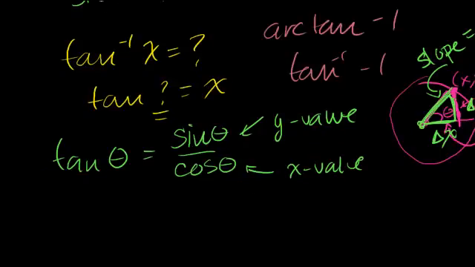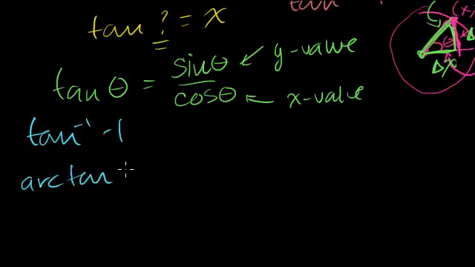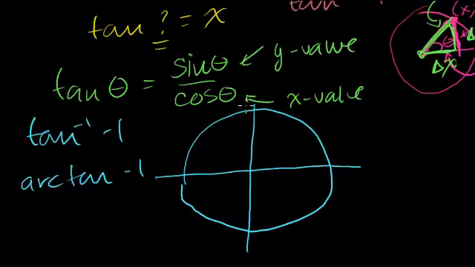If I'm asking you, and I'll rewrite it here, what is the inverse tangent of -1? And I'll keep rewriting it, or the arctangent of -1. I'm saying, what angle gives me a slope of -1 on the unit circle? So let's draw the unit circle like that. And then I have my axes like that.